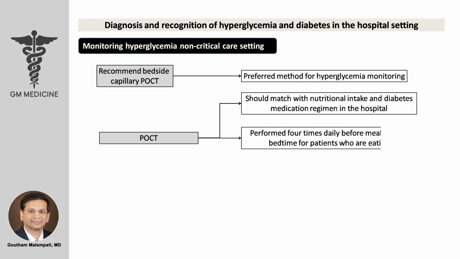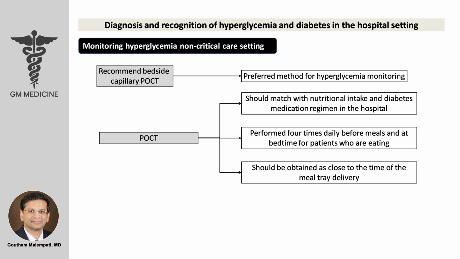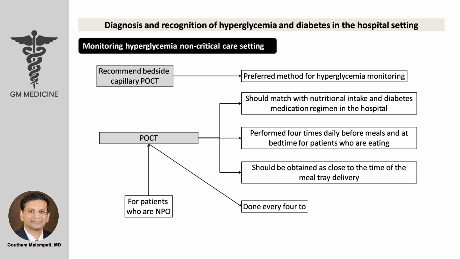Point of care testing is usually performed 4 times daily before meals and at bedtime for patients who are eating. Point of care testing should be obtained as close to the time of the meal tray delivery. For patients who are NPO, point of care testing is done every 4 to 6 hours.